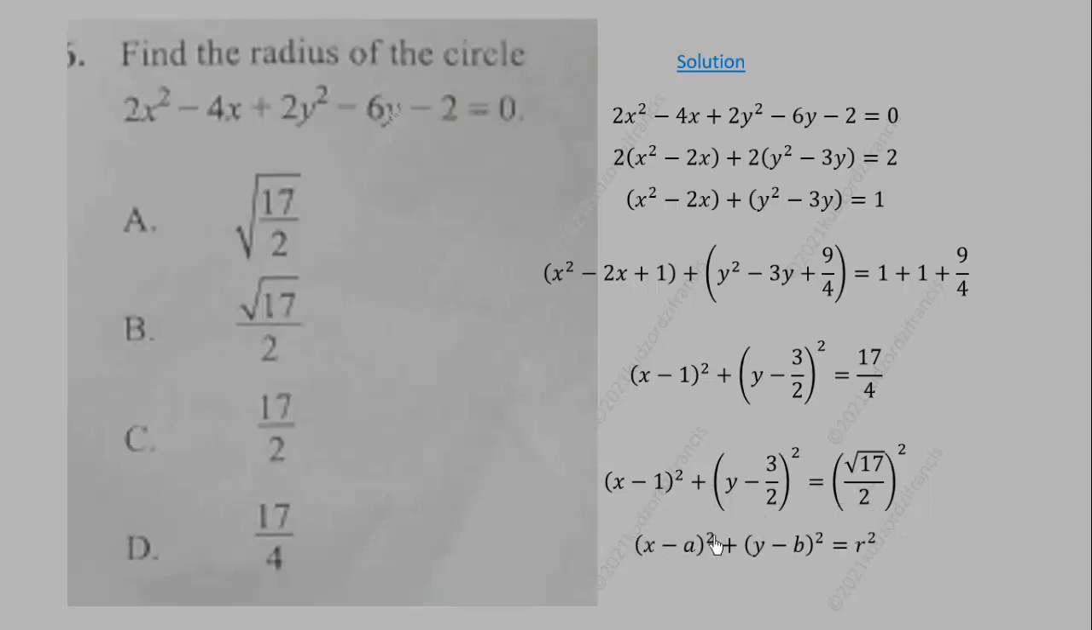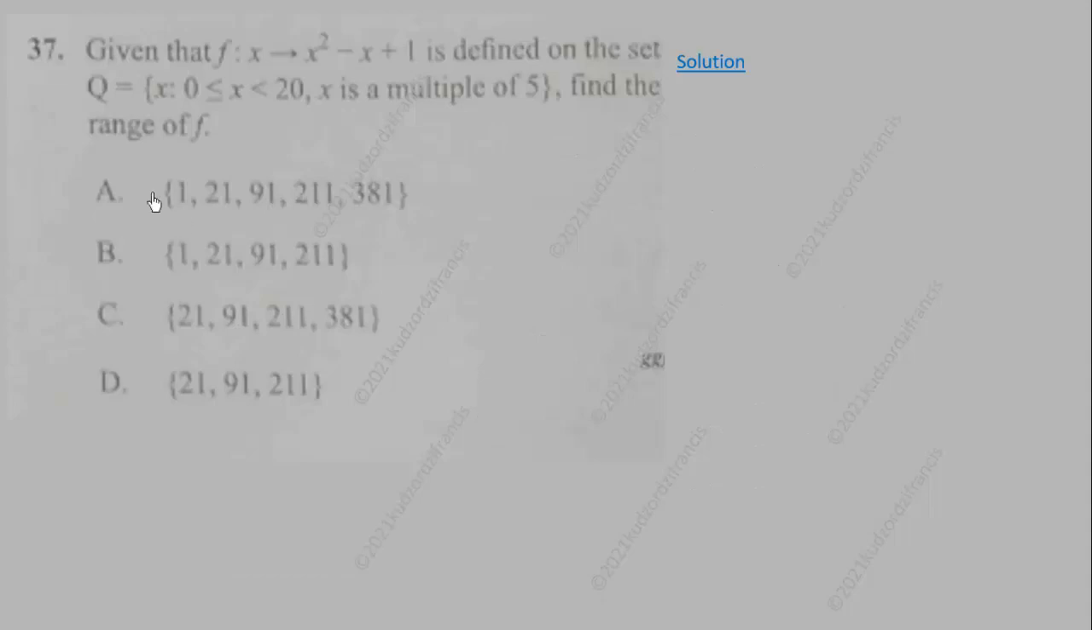So we have (x − a)² + (y − b)² = r². By comparing, you see that r is equal to 17/2. So we are done for this question. Now let's move on to question 37.